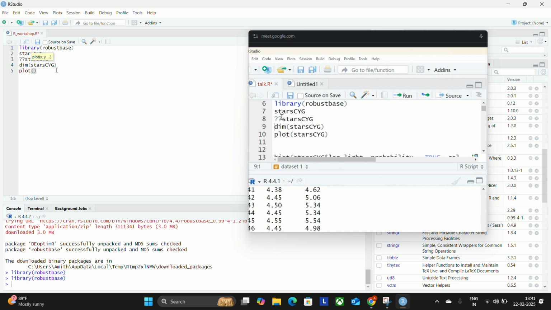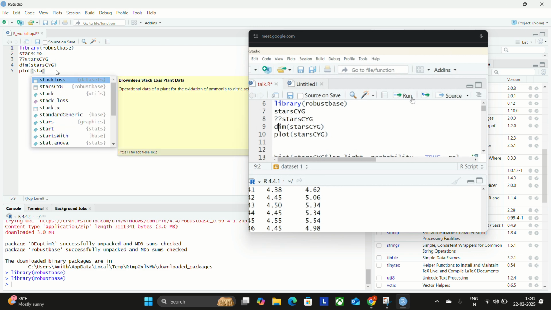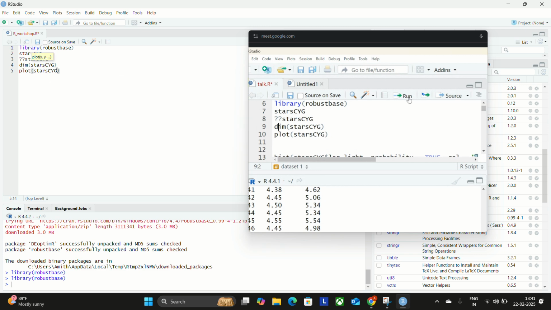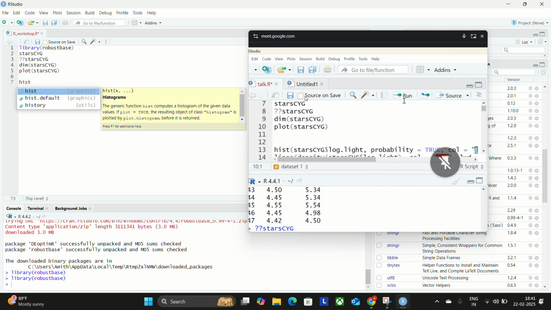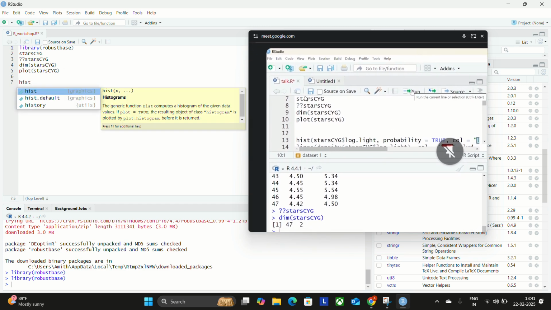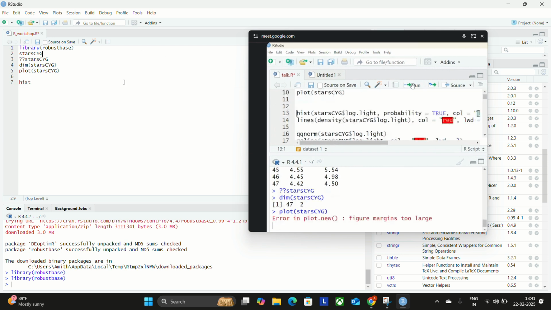Now let us also get some of the statistics about the data, the dimension. There are 47 rows and 2 columns. Now I just want to understand how the data is spread. This is my plot.